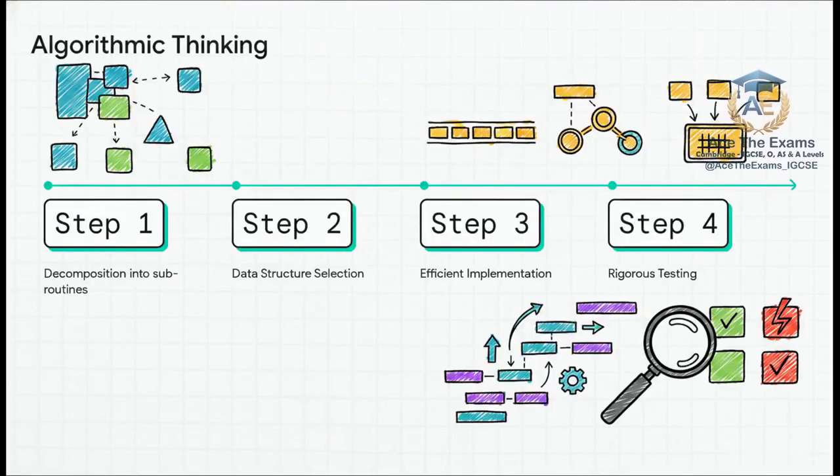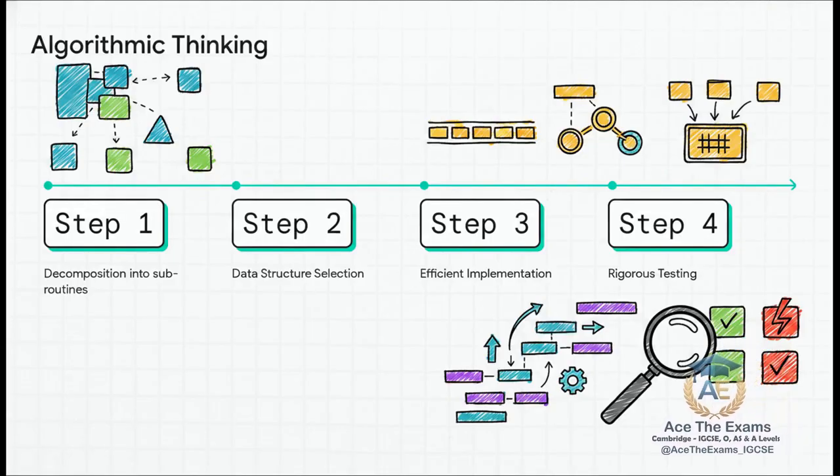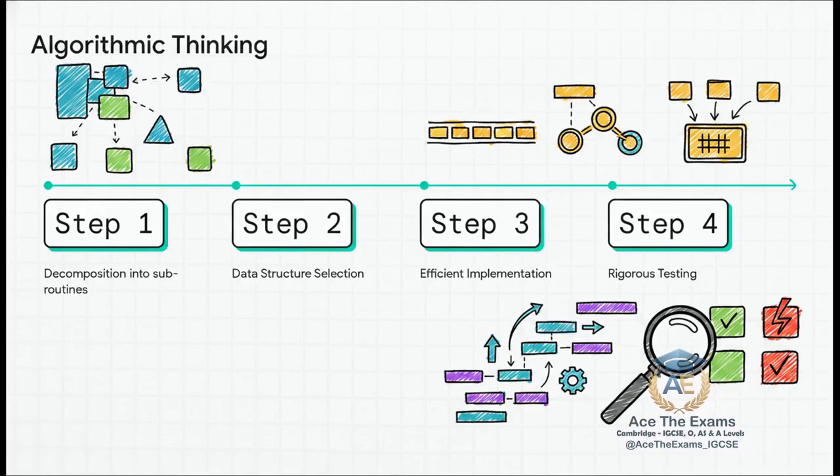All right, getting back to our framework, let's look at the chronological algorithmic thinking process that is absolutely required for practical applications in the 9618 syllabus. Step 1 is decomposition. This means taking a massive, overwhelming validation problem and breaking it down into much smaller, manageable subroutines.